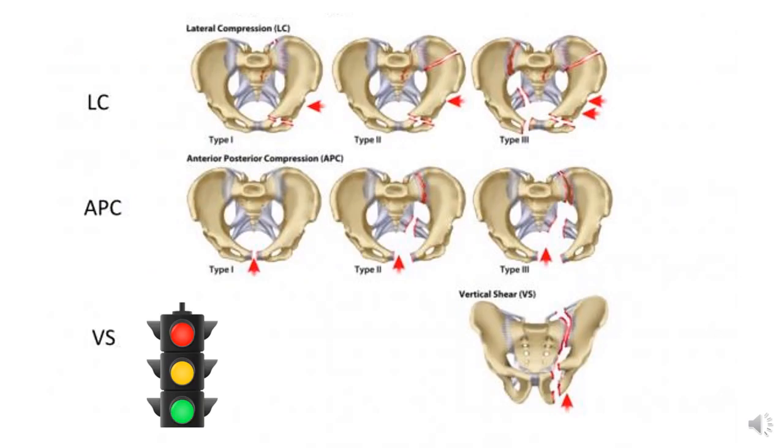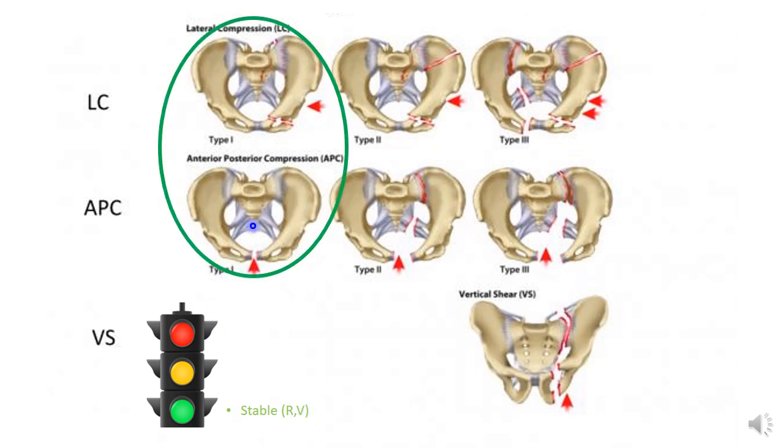If we try to group the Young-Burgess classification according to the stability using this light traffic system, what will be the stable injuries, rotationally and vertically? These are the mild form of anteroposterior compression and the mild form of lateral compression, which is very small displacement.